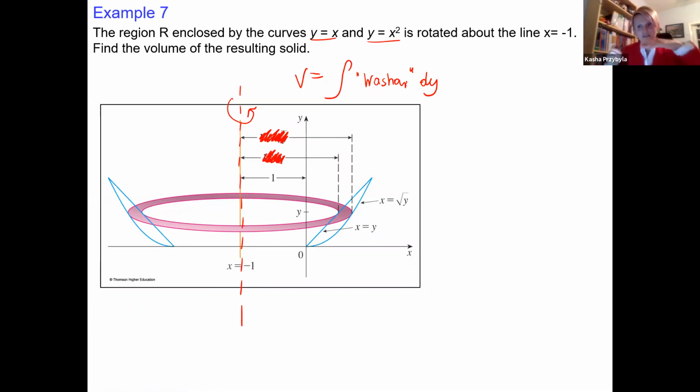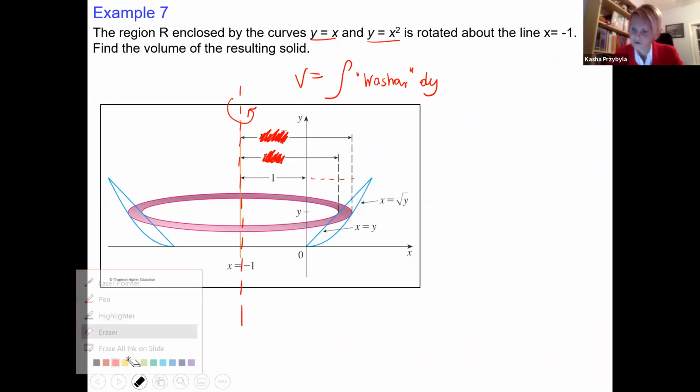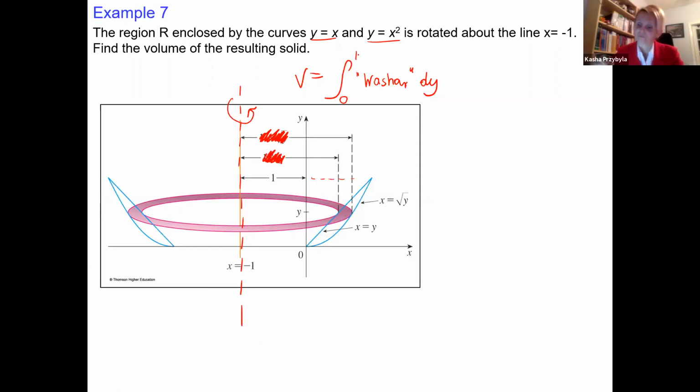Think what we're slicing. We're slicing this part, the whole region, but we're slicing the y-axis. Good. Which means from 0 to 1. Excellent. We will need pi r squared with respect to y, from 0 to 1.